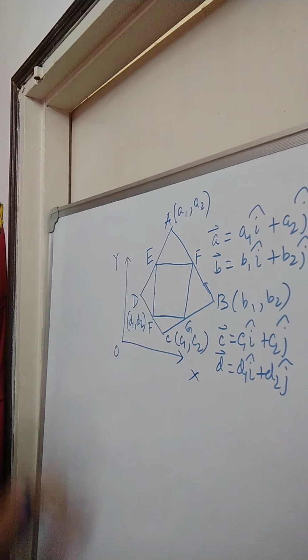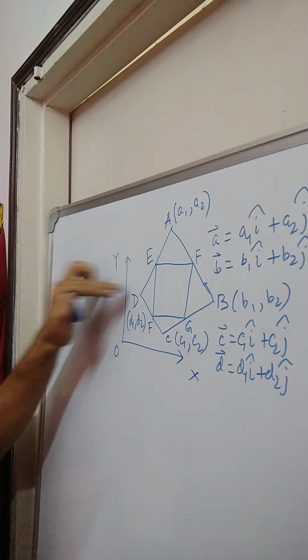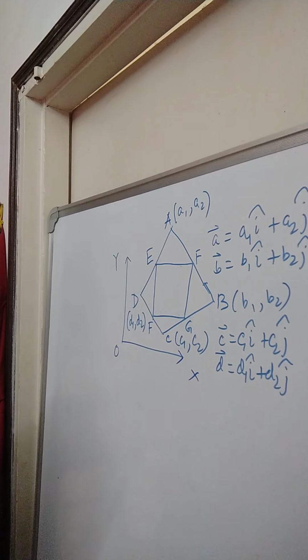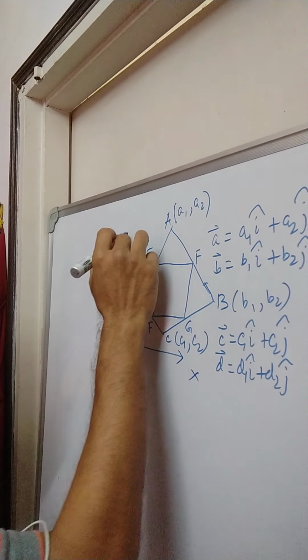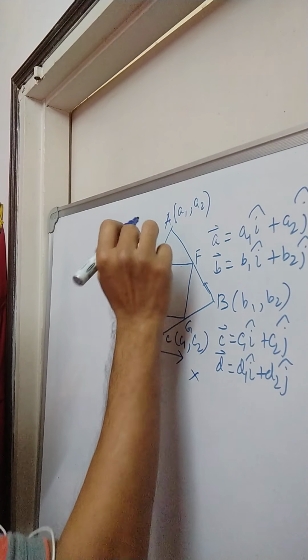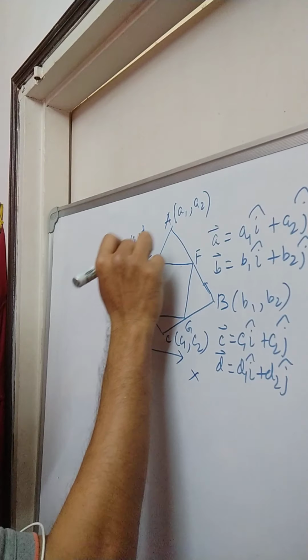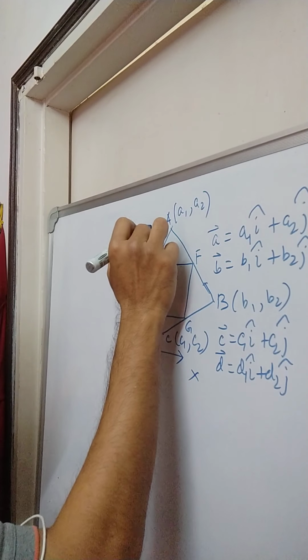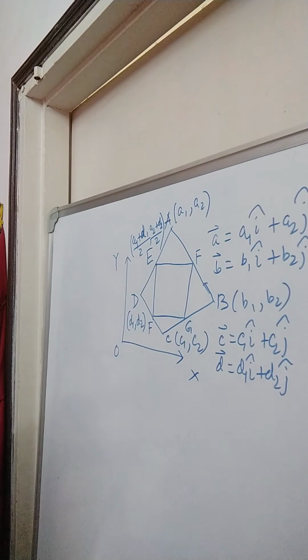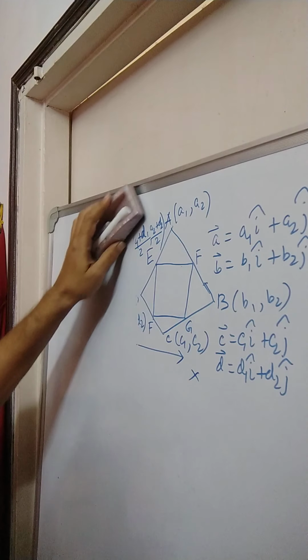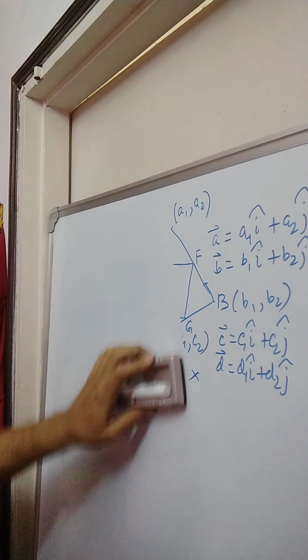Remember that E is the midpoint of AD. So, what will be the coordinate of E? It will be A1 plus D1 by 2 and A2 plus D2 by 2. We all know that from our idea of coordinate geometry. So, now forget about this figure and let us do the algebra.